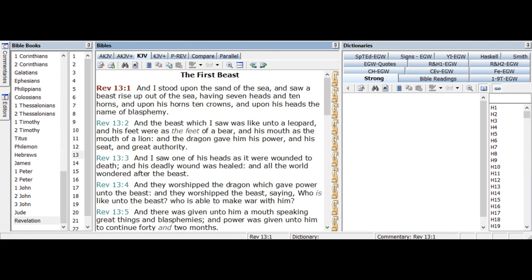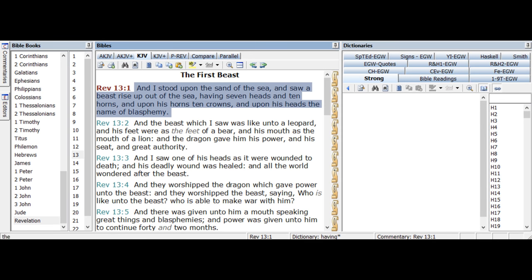So we're looking at the first beast, and we see the description of the first beast here, starting from verse 1: "And I stood upon the sand of the sea and saw a beast rise up out of the sea, having 7 heads, 10 horns, and upon his horns, 10 crowns, and upon his heads, the name of blasphemy." So this first beast is going to be blasphemous. The name of blasphemy is upon his heads.